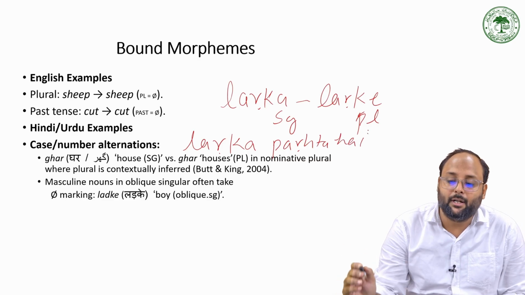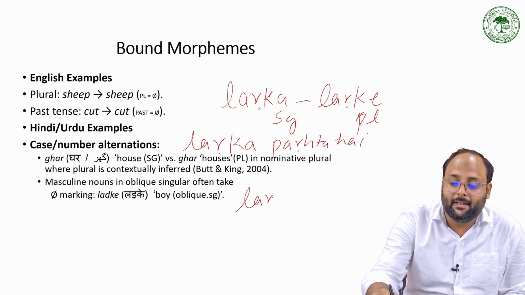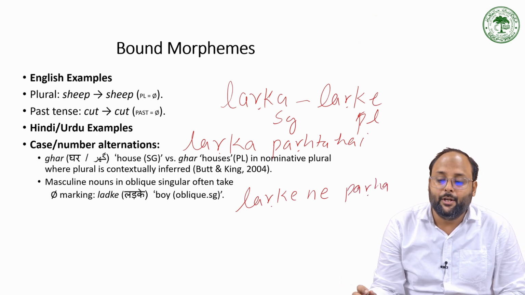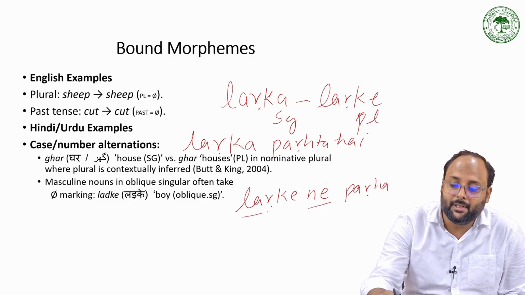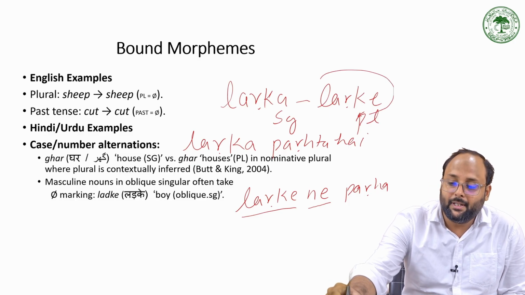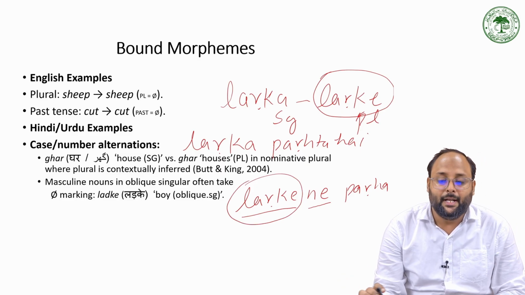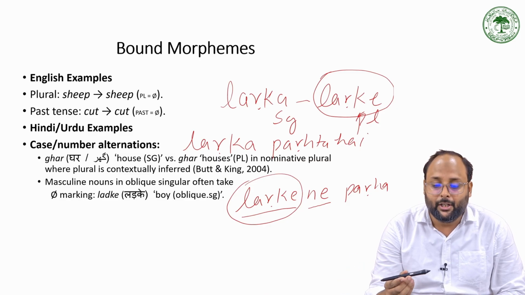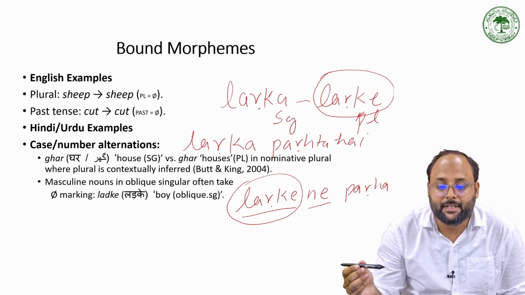So here is the singular ladka padhta hai, and the singular ladka can also occur in the oblique case like ladke ne padha. Here, when you add the postposition or case marker ne, the singular ladka changes into ladke. So we can understand that ladke is also used as plural in Hindi and in the oblique case in Hindi. That is the zero morpheme. We are not making a differentiation between the plural ladke and the oblique case ladke. There is no additional suffix, no additional grammatical category that represents this differentiation.